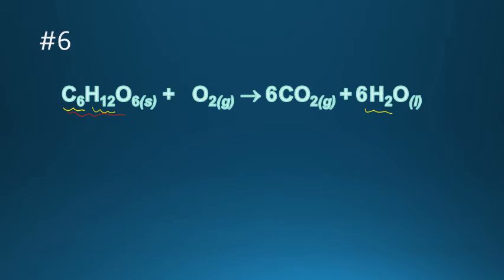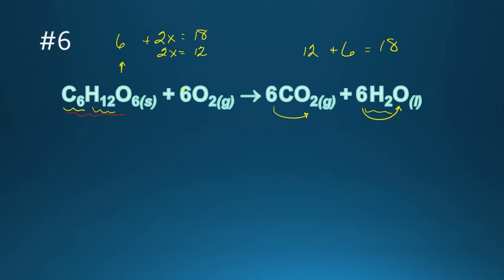On the product side then, we have 6 times 2, which makes 12 oxygens, plus 6 times 1, 6, so we have 18 oxygens over here. We already have 6 oxygens here, so plus, we don't know what that is, so plus 2 times that number has to equal 18. So 2x is equal to 12. That means the coefficient in front of the oxygen needs to be a 6.